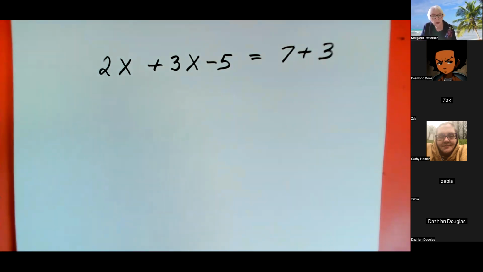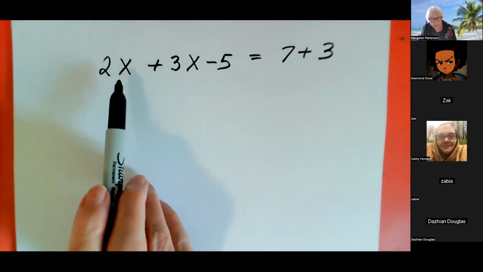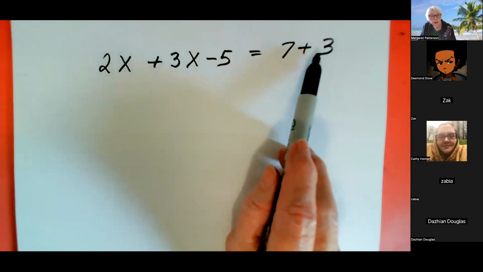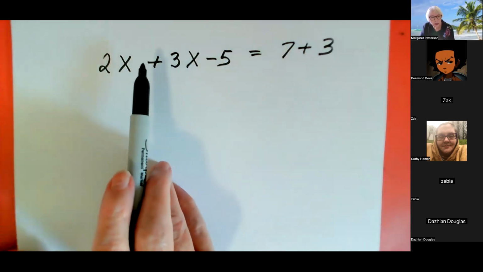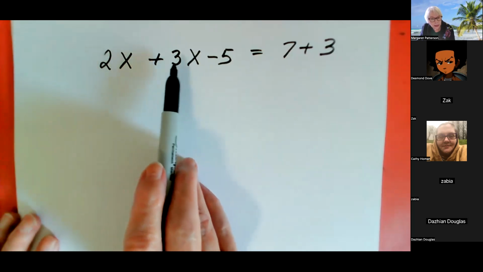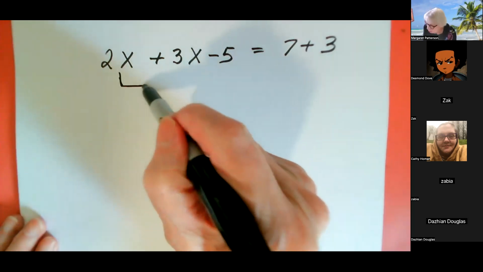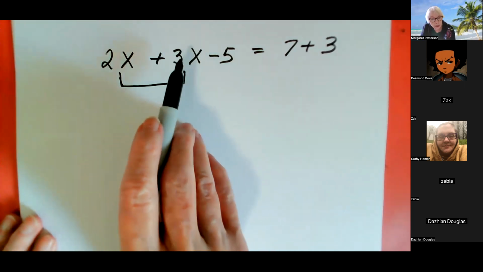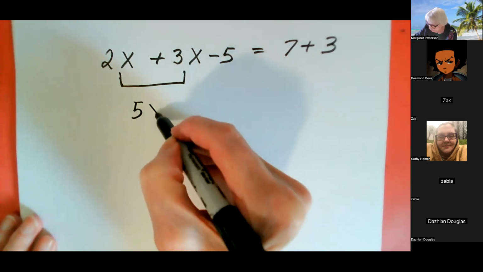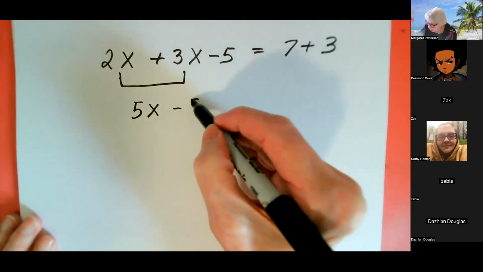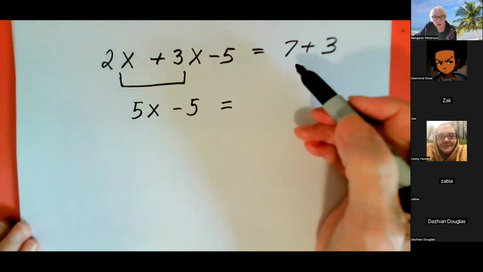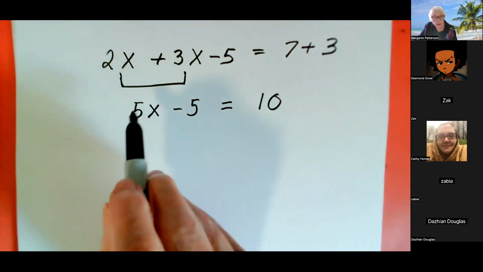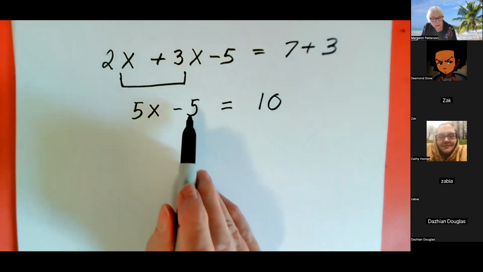Here's an equation. There's one more topic, I think. But here's one where this is a mess and this is a mess. And so your first job always is to clean it up and combine like terms. And these two are a match. They're both x's. So 2x and 3x would be 5x. And then it's -5, which there's nothing to do for. But over here, 7 and 3 makes 10. So your first step was to clean it up. And there's nothing more I can do with this.